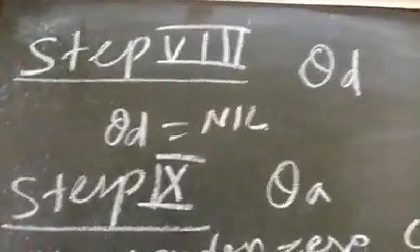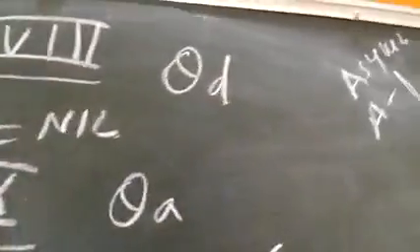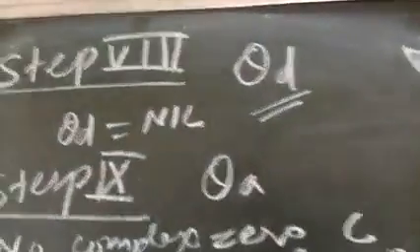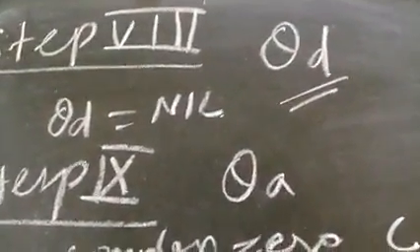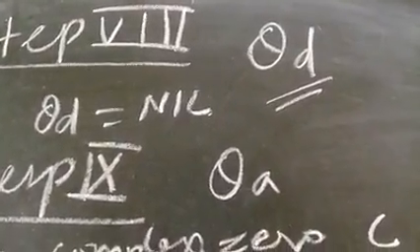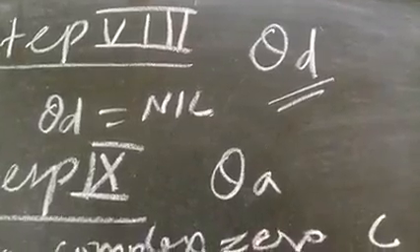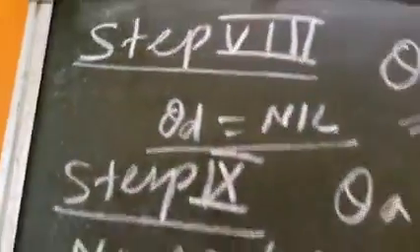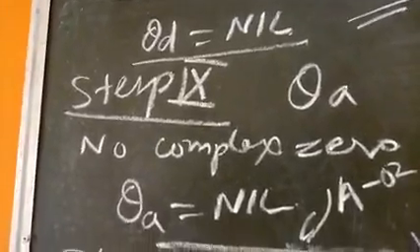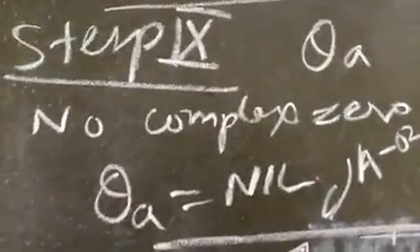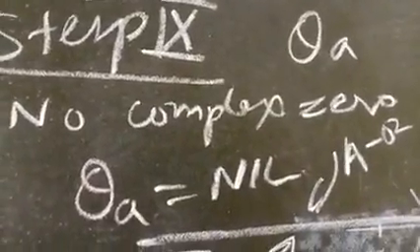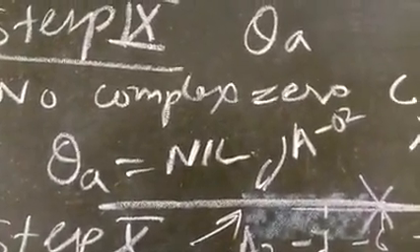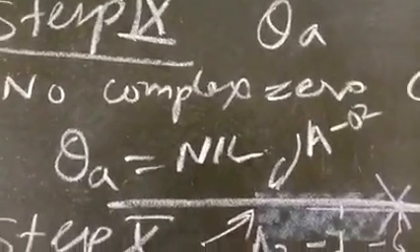Next is point number 8: determine the angle of departure. In this question, in step 1, there are no complex poles. There is no complex pole, which means there is no angle of departure. So the angle of departure is nil. Next is step number 9, angle of arrival. Similarly, in step number 1, there is no complex zero, and it is not necessary to determine the angle of arrival. The angle of arrival is nil.